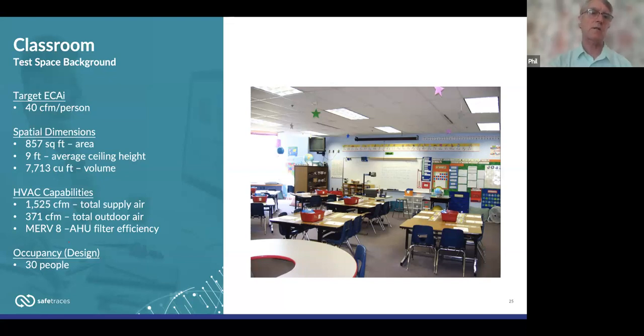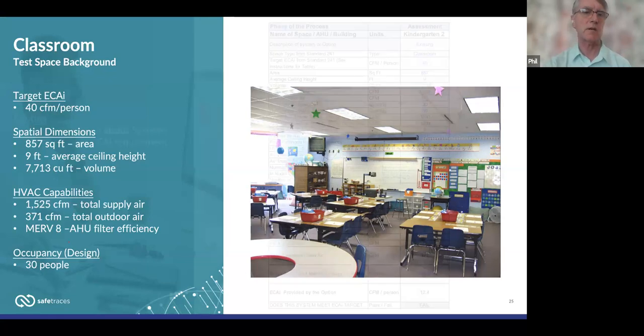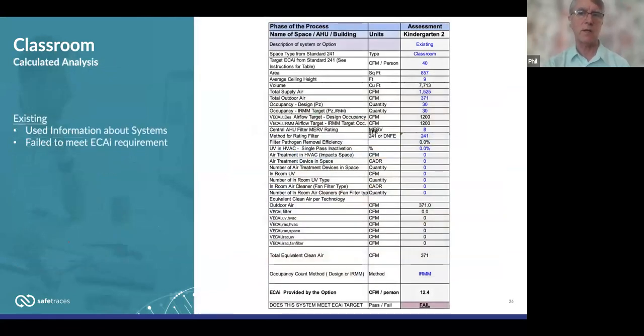So what we found in this classroom is it was supplied by a HVAC system capable of putting out 1,500 CFM, of which about 370 CFM were outdoor air, and it had a MERV 8 filter in it. And the occupancy design here is for 30 people. So now we can take this information and apply it in the calculation that Wade had mentioned. And I think Wade's going to discuss how this works.